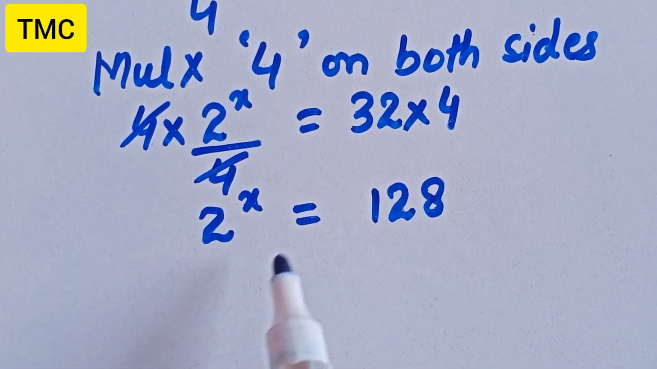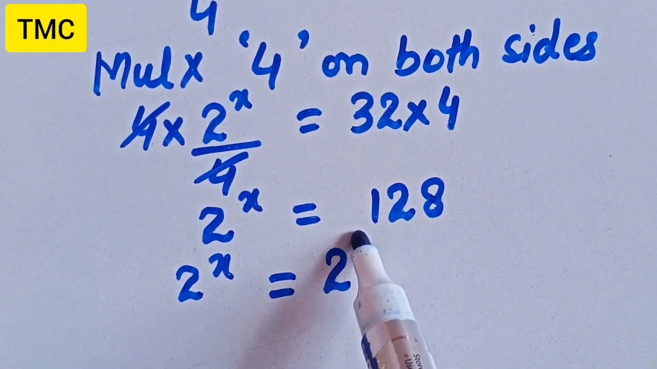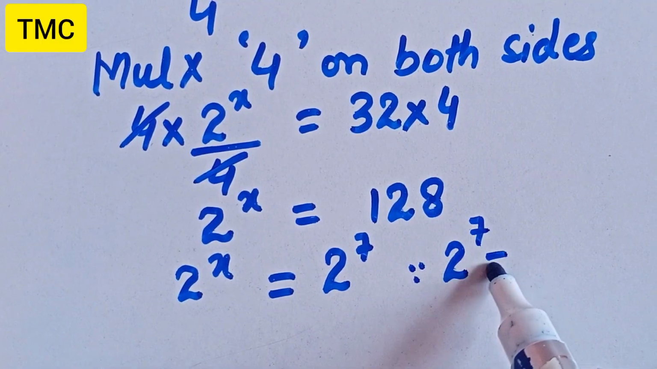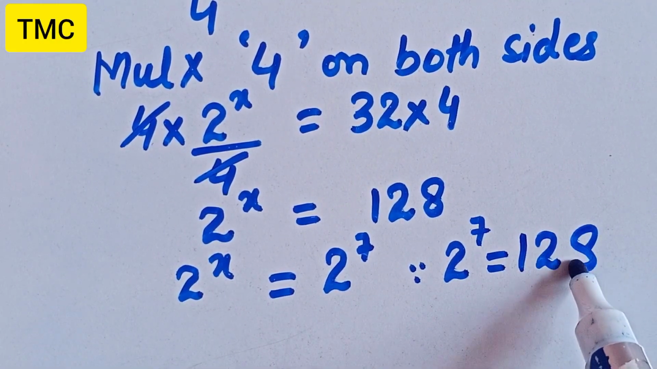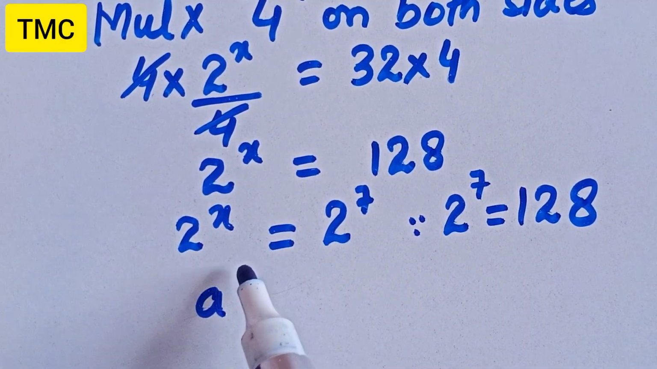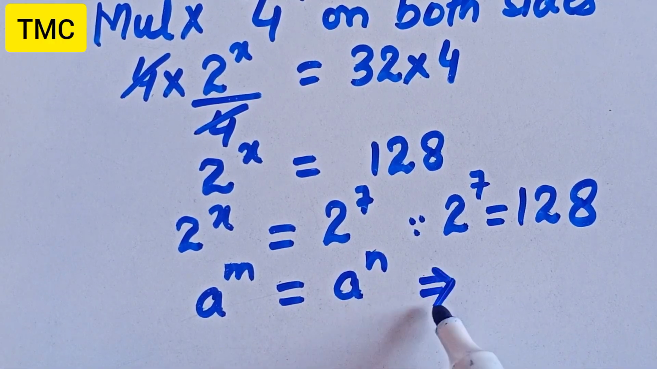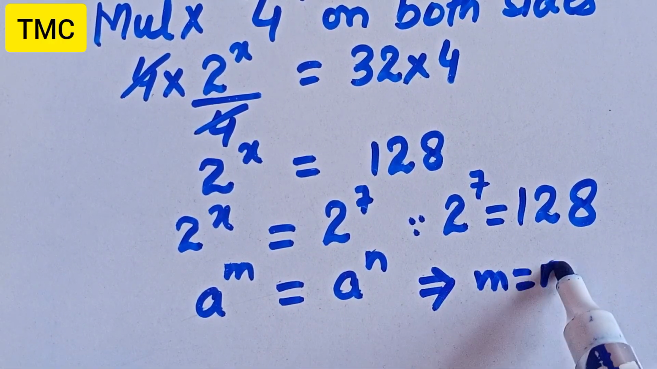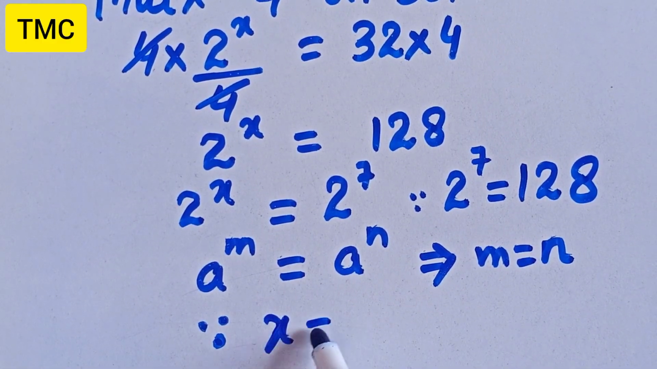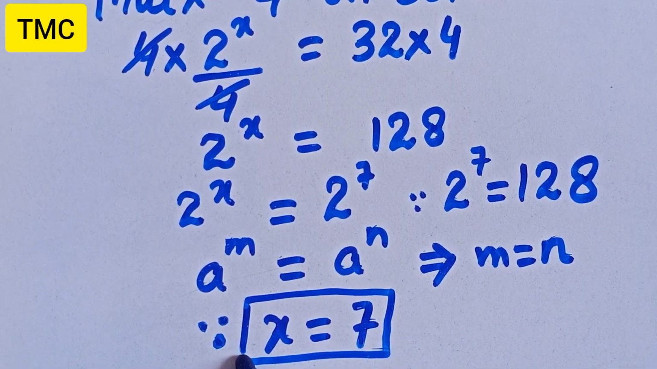Further simplifying it, we can write 2 raised to the power x equals 128, which can be written as 2 power 7, so that if we multiply 2 seven times, we will get 128. Here we will use the law of indices: having the same bases, a power m equals a power n, then we can write the exponents equal, that is m equals n. So here we can write x equals 7, which is our result for the unknown variable x.